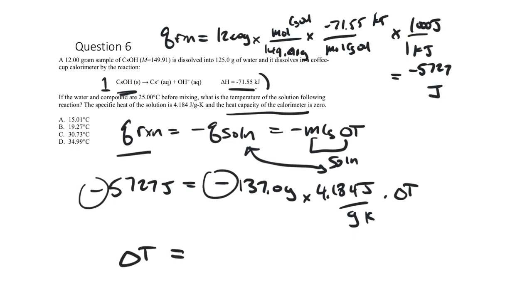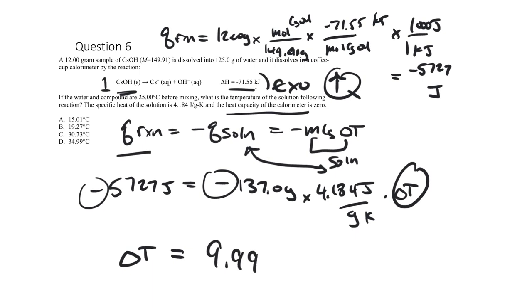So keeping these minus signs, exothermic reaction, the temperature of the water should increase, right? The temperature of the solution should go up because of the exothermic nature. Our delta T is going to come out to be positive. So delta T is negative 5727 divided by negative 137, divided by 4.184. So my delta T, solving for this, is 9.99 Kelvin.